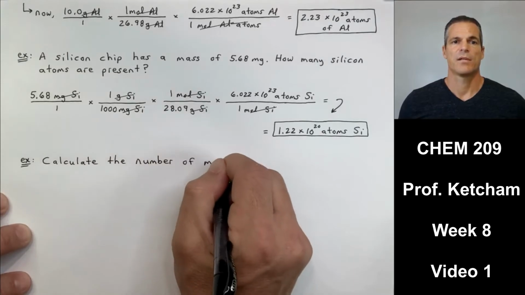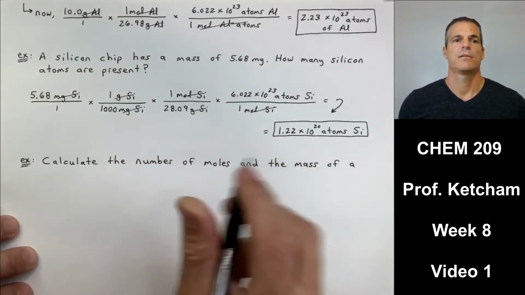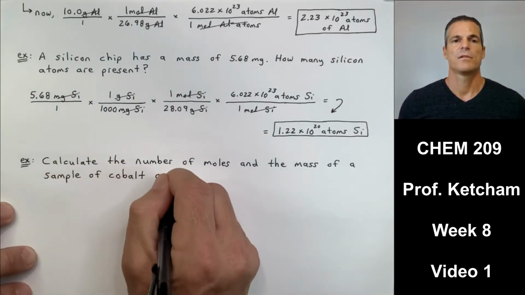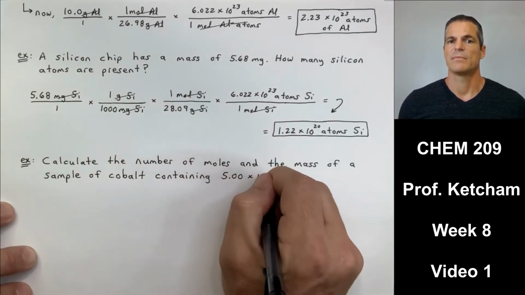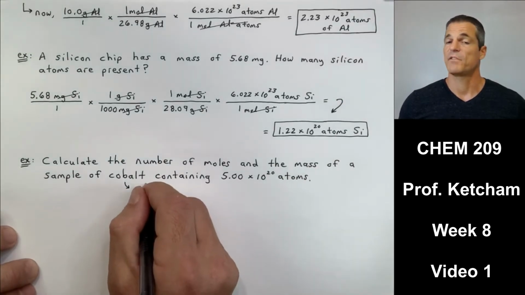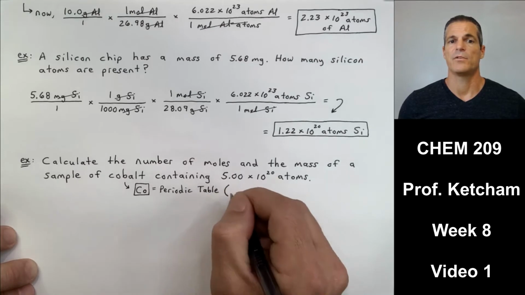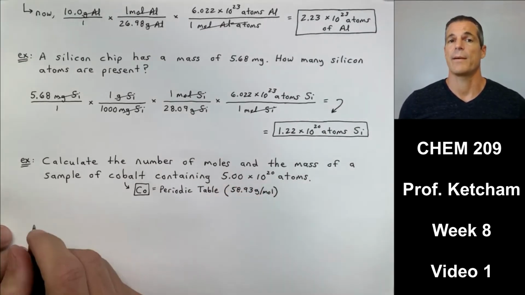Next example. Calculate the number of moles and the mass of a sample of cobalt containing 5.00 times 10 to the 20th atoms of cobalt. Well, first you have to know that cobalt is Co, right? You look that up on the periodic table and you can get its atomic mass. You're going to need it, 58.93 grams per mole.